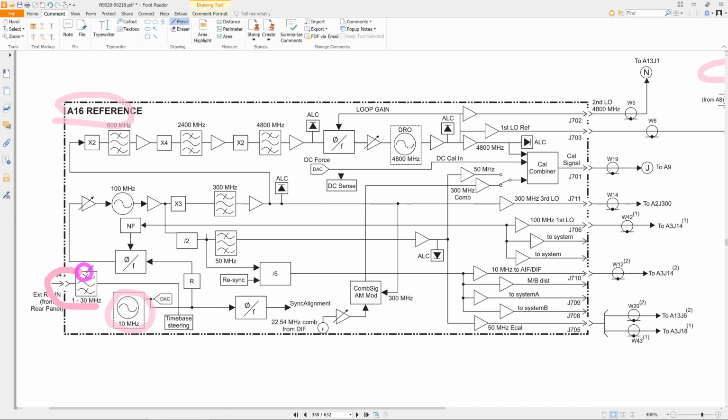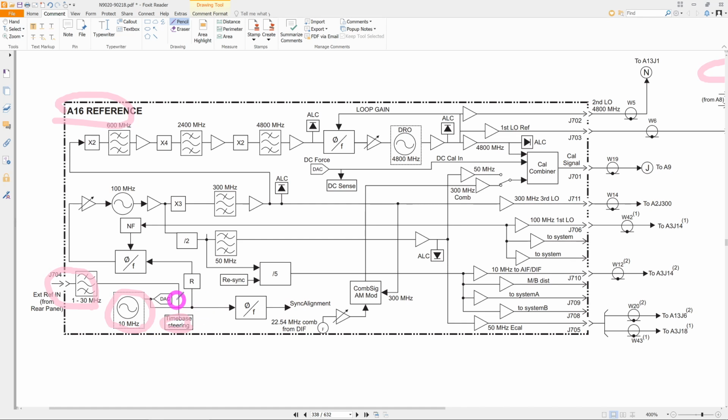You can also have an external 1 to 30 megahertz filter in the front, so that's a 10 megahertz input as well, right in the middle of the filter. And there is a time-based steering which allows this instrument to switch between internal and external LO and 10 megahertz reference coming in, so that you can synchronize instruments with respect to each other. This is a really common thing.